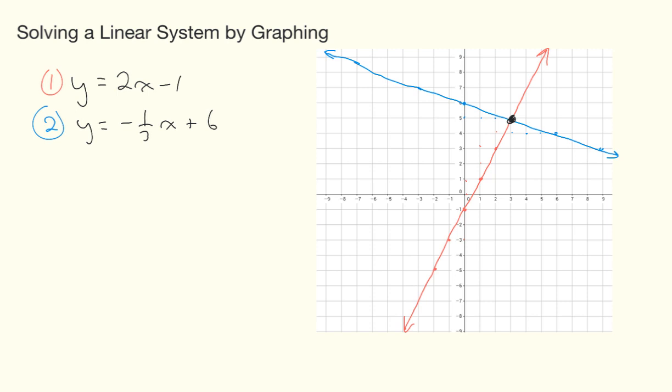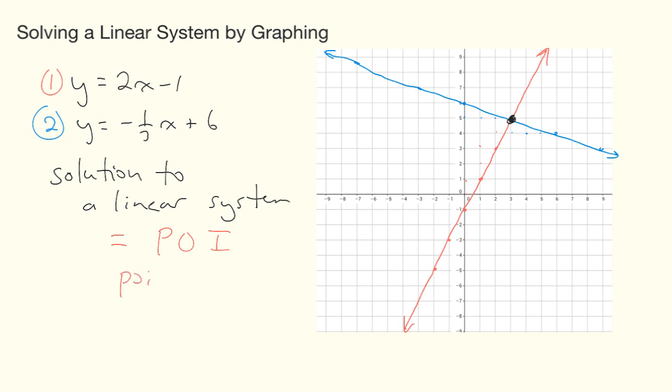It's the place where both lines have the same x and y value. So the solution to a linear system is what we call the POI, the point of intersection between the two lines that we get by graphing each linear function in the system. And in this case, therefore, the solution is the coordinate 3, 5.